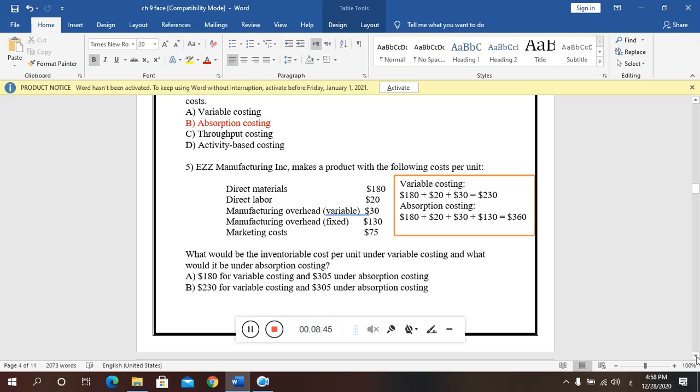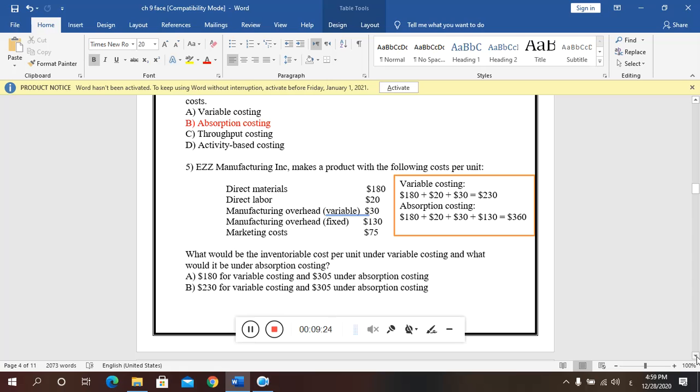Under variable costing, we take only the variable costs: direct material, direct labor, and variable manufacturing overhead. These are the inventoriable costs. So we sum 180 plus 20 plus 30, which equals $230. This is the inventoriable cost per unit under the variable costing method.